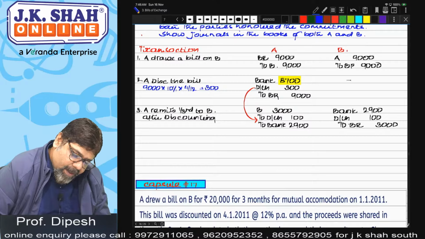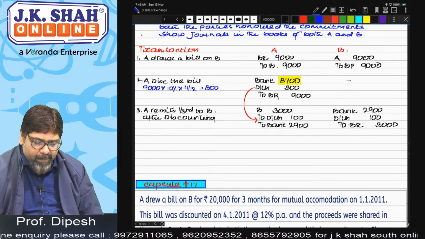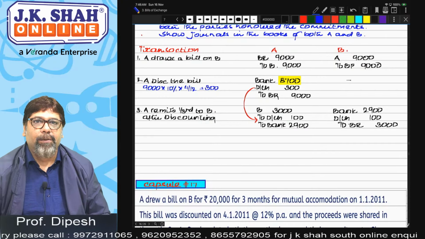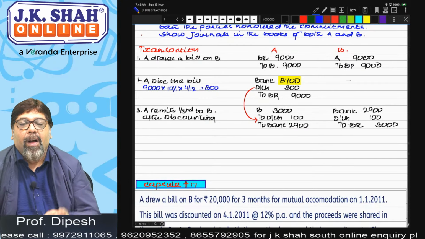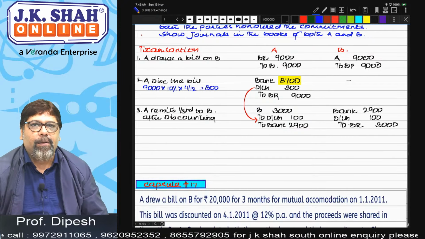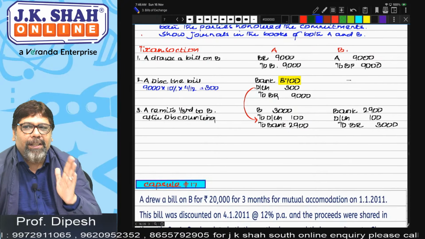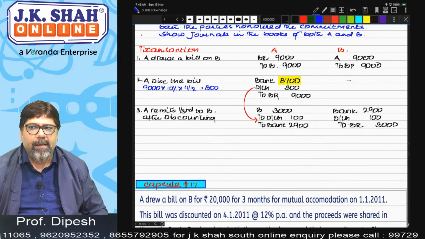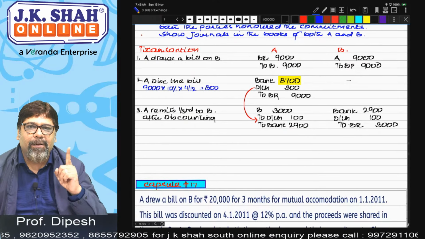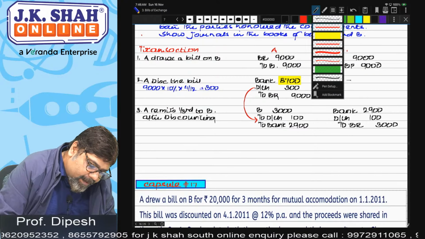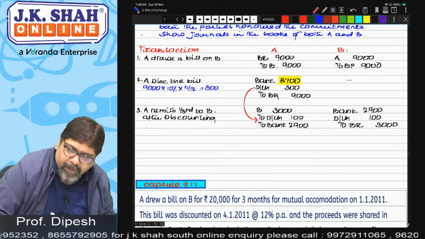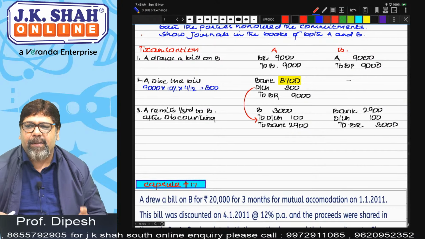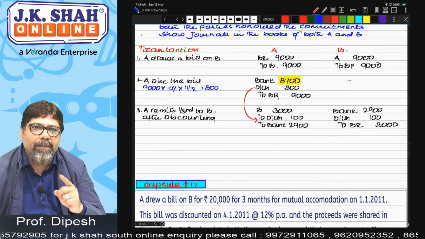Correct. Now my wonderful chartered accountants, tell me fatafat: on the due date, bank will go to whom? Asking for money? Yes, bank will go to B asking for 9,000. Will bank take out the entire 9,000 from his pocket?